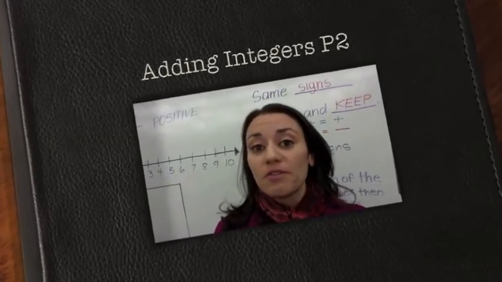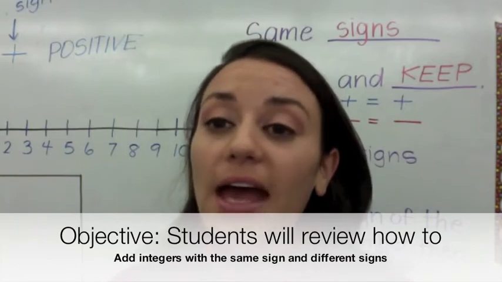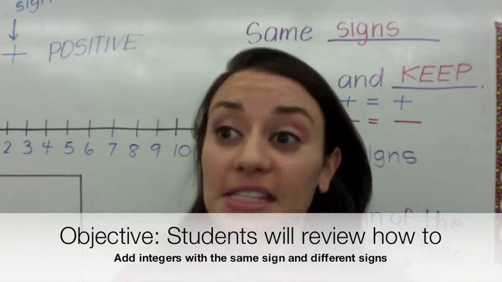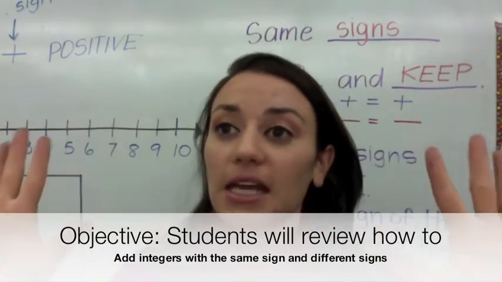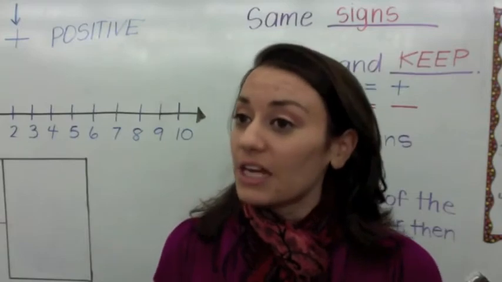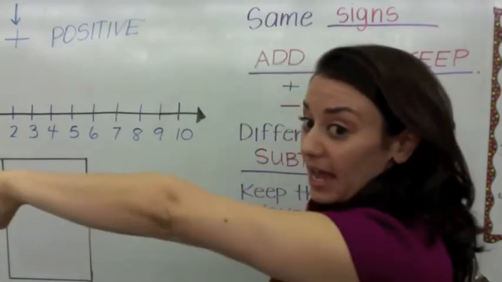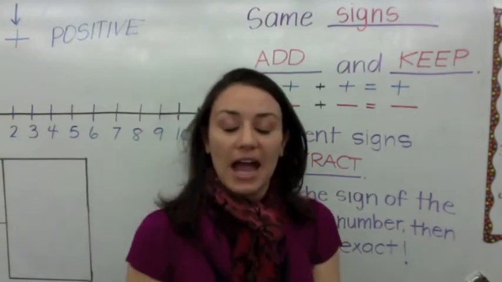Integers, this is a review of part 2. In today's lesson, students will review how to add integers with the same signs and different signs. Okay, so let's review. A sign of an integer could be negative or it could be positive. So that's what we're looking at when we're adding integers.